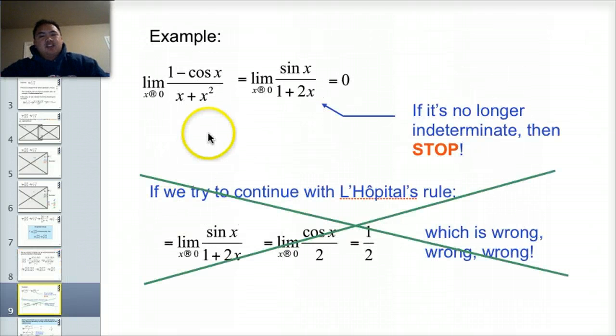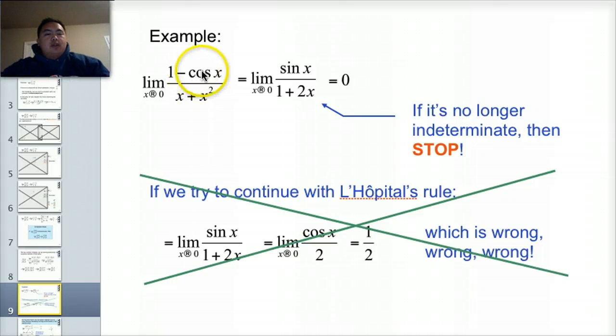Okay. So here's an example. 1 minus cosine x over x plus x squared. If I plugged in 0, I'll get cosine of 0, which is 1. 1 minus 1 is 0. On the bottom, I'll get 0 plus 0, which is 0. I get 0 over 0. I'm stuck. The problem with this type of problem is that I can't factor anything. Like, nothing can cancel top and bottom. This is a type of problem where I can only use L'Hopital's rule.